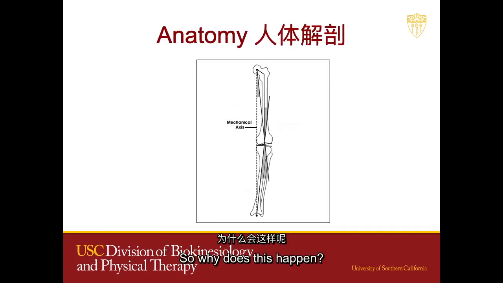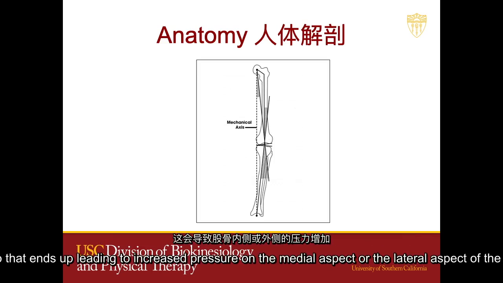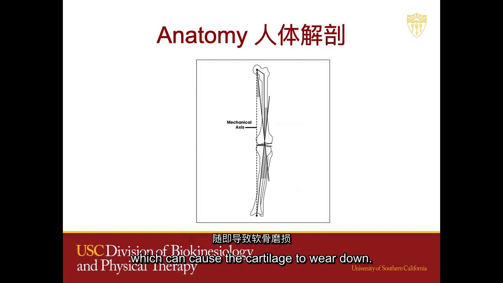So why does this happen? Let's review some of our anatomy, kinesiology really. Malalignment can be a big problem with some of our patients that have issues with genu varus or genu valgus. And that ends up leading to increased pressure on the medial aspect or the lateral aspect of the femur, which can cause the cartilage to wear down.